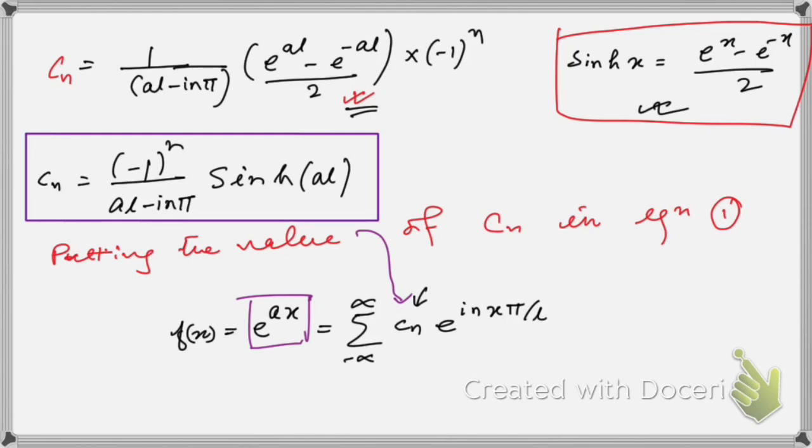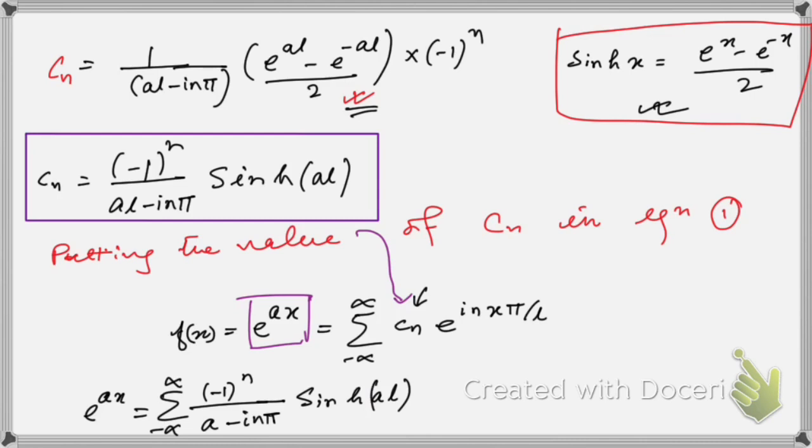Then you have e to the power ax equal to the summation from minus infinity to plus infinity of minus 1 to the power n by a minus i n pi, sine hyperbolic AL, e to the power i n pi x by L. So this is the complex form of the given function e to the power ax. This is our answer.